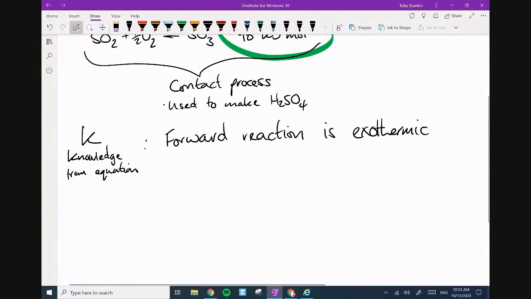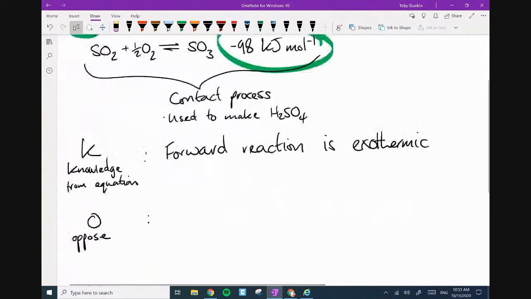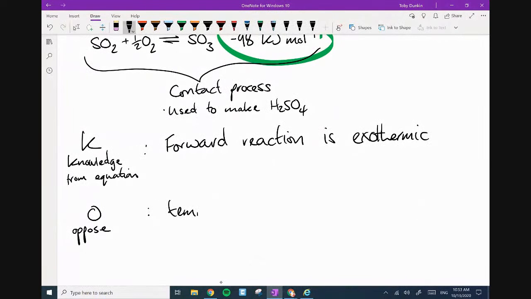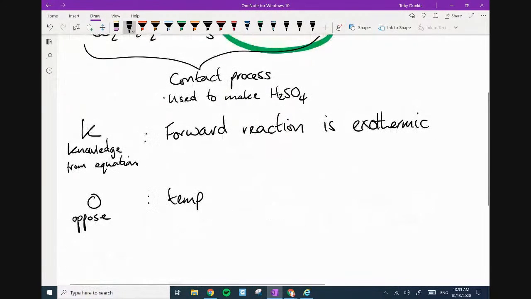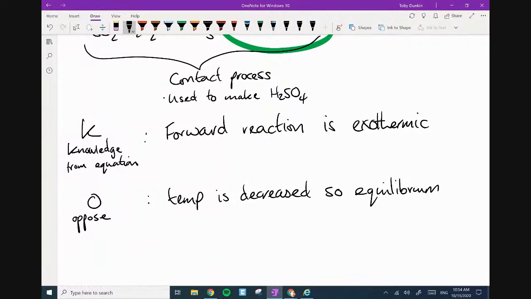Okay, next, oppose. This is the most lost mark in AS chemistry. The problem is students will say, Le Chatelier's principle says that it will oppose any changes on it. No, what you have to say is we decreased temperature. Temperature, it's coming from the question now. Temperature is decreased. So equilibrium, you're saying what you did and what the equilibrium will therefore do. And it's just the opposite. If we decreased, so equilibrium will increase temperature. Increase temp.